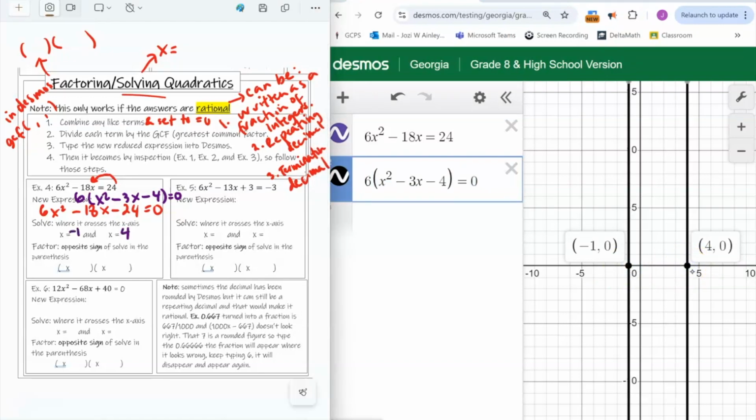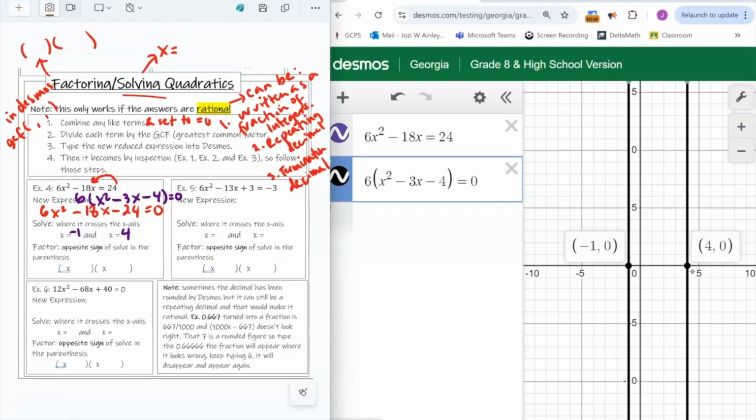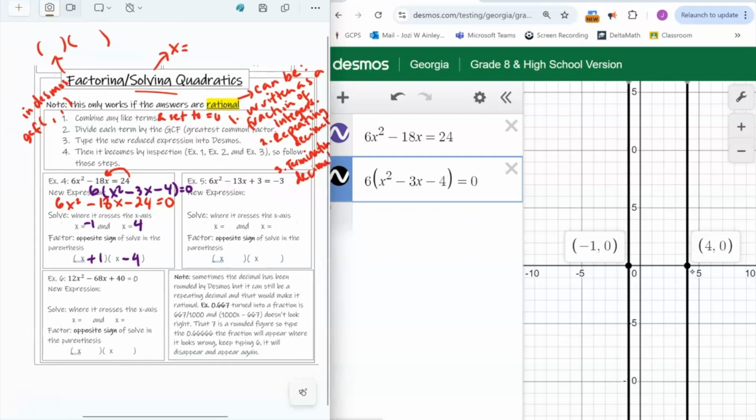Okay. Then factor, opposite sign, and solve in parentheses. So do remember, in order to make this into factored form, you do the opposite sign. So this is +1 and this is -4. All right, and the reason we do that, so don't write this down, I'm just going to show it to you real quickly.